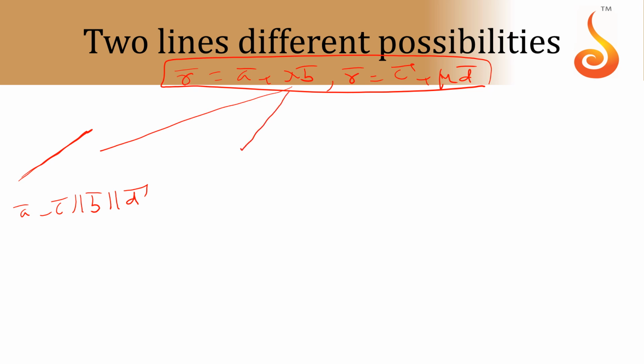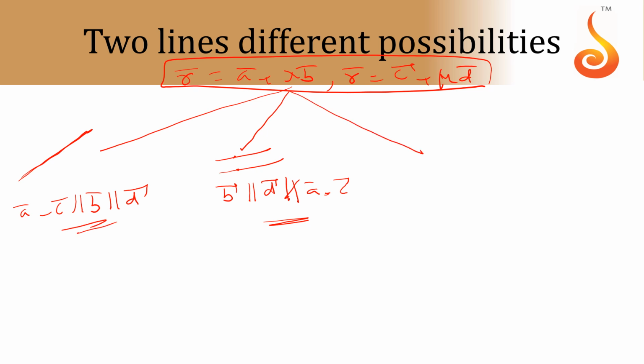Now let us say the two lines are parallel. So when two lines are parallel, B bar will be parallel to D bar, but not parallel to A bar minus C bar. So if the lines are parallel, one point A bar is on one line, C bar is on the other line. So the A bar minus C bar vector is never parallel to B bar, D bar. So this will be the condition.